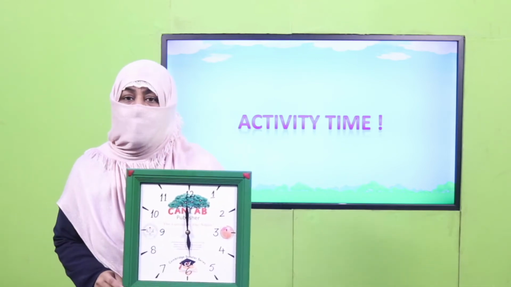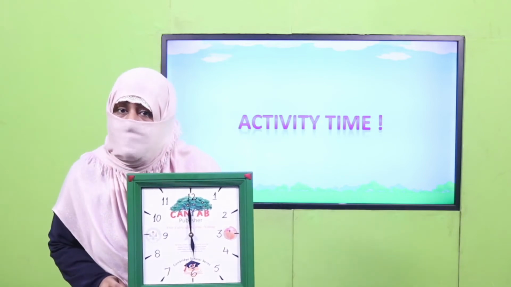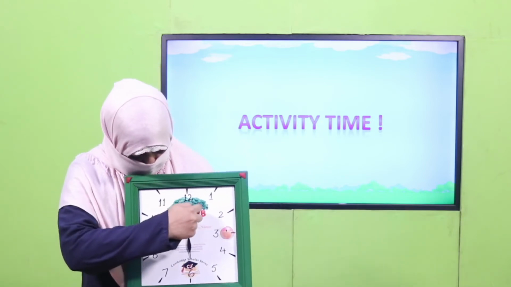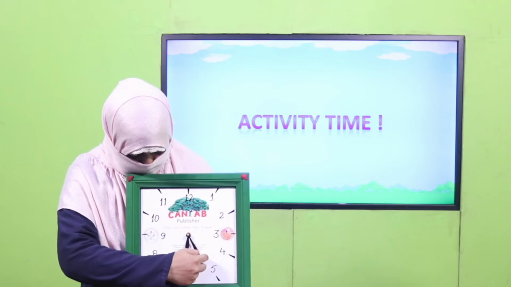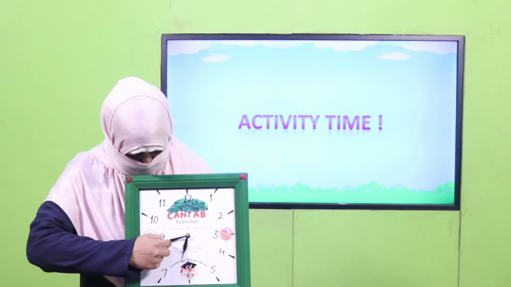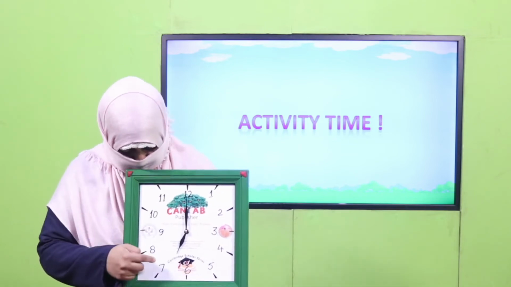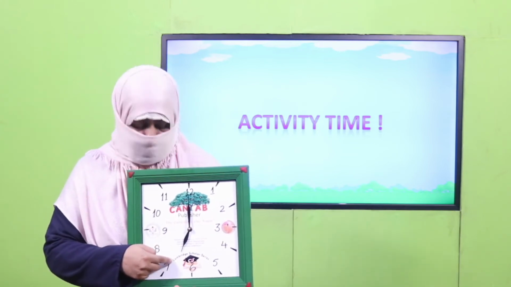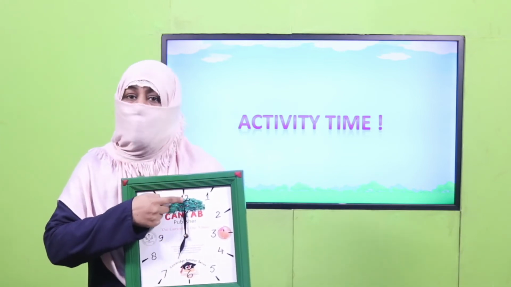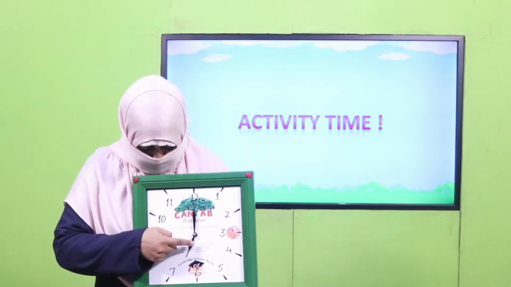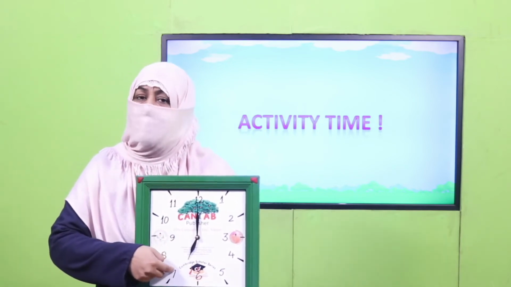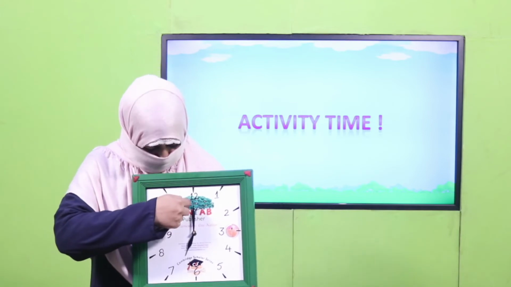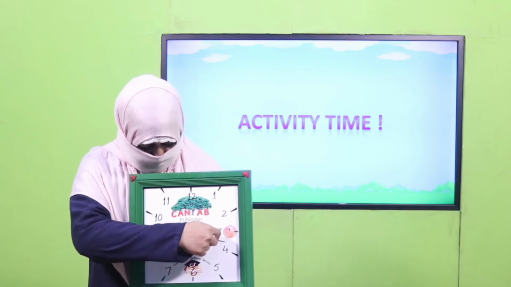What's the time now? It's 6 o'clock. Again, this clock does not stop. Now, this shorter hand is pointing to 7 and this minute hand is pointing to 12. So, this hour hand is pointing to 7. It means it's 7 o'clock. Keep moving.